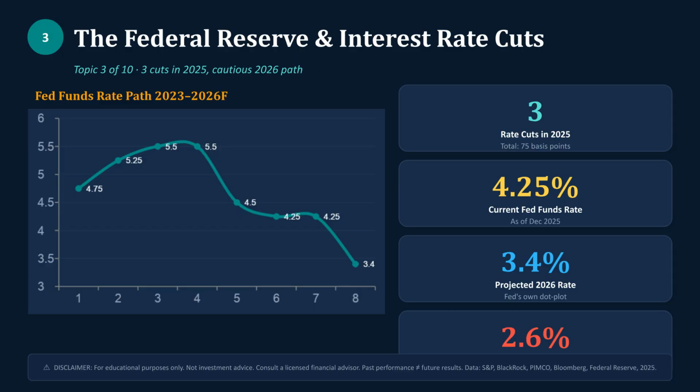Looking to 2026, the Fed's own dot plot projects just one additional cut, bringing the Fed funds rate to approximately 3.4%. This higher-for-longer stance has major implications. Mortgage rates remain elevated, corporate borrowing costs are higher than the zero-interest rate era, and the equity risk premium is compressed versus historical norms. For investors, Fed policy is the single most important macro variable to monitor in 2026.